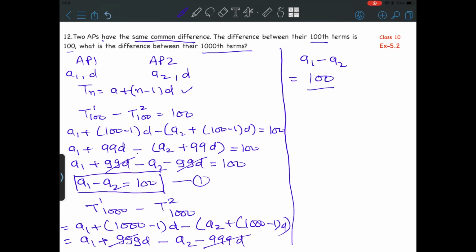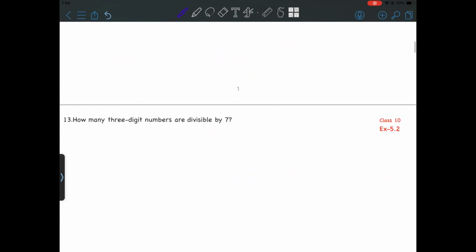This is how you will solve these questions. Ultimately, this formula is important, and we basically use the first condition to find the relationship between the first terms, then we solve the other part of the question. So now let's proceed to the next question. Question number 13.